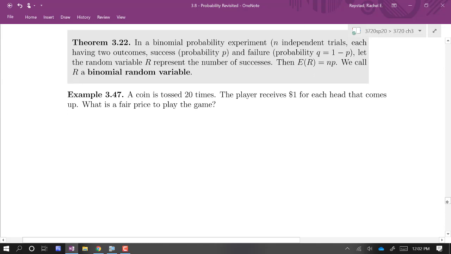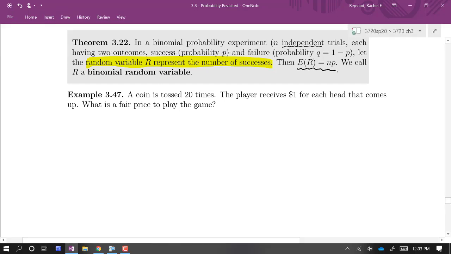All right, so now we spent some time before talking about the binomial probability distribution. So in a binomial probability experiment, again, remember that means there are n independent trials, each having two outcomes. We define them as success and failure that have probability p and probability q, which is 1 minus p. If we let the random variable R represent the number of successes, this is absolutely crucial. In a binomial probability experiment, you always want to let R just count the number of successes out of n trials. And if you do that, then the expected value of R is just n times p.